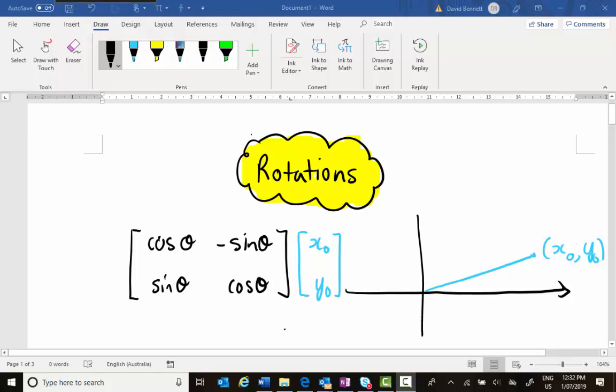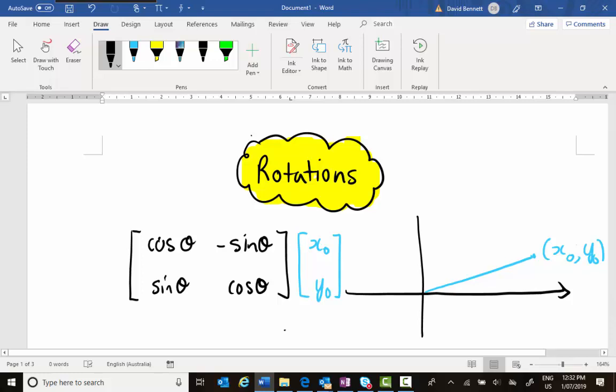Now in today's video we're going to be looking at rotations. So what does that mean to you? Well, it means that I can rotate a point around another point, a certain distance, a certain angle, and we should be able to find where that point goes using matrices.